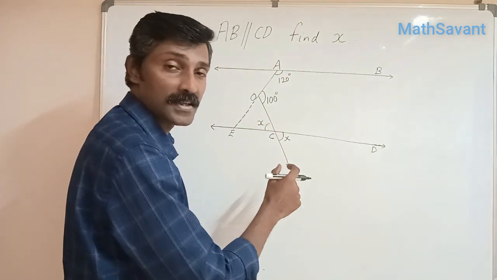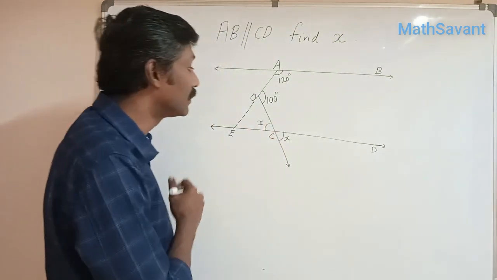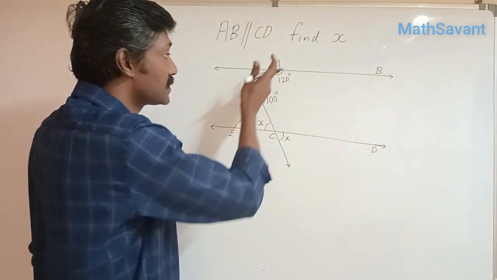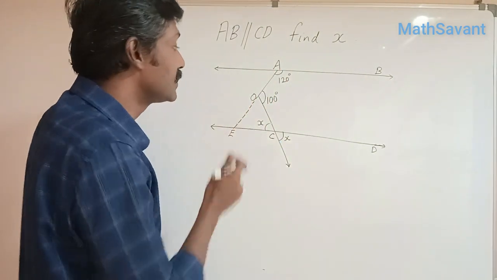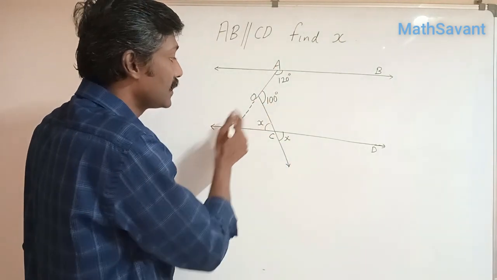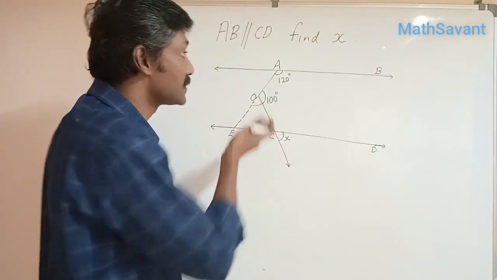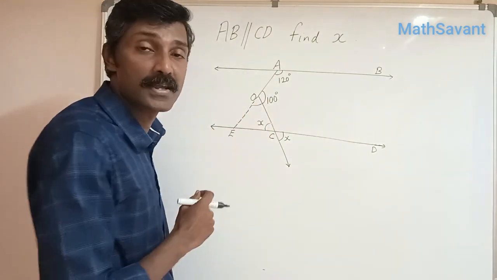They are opposite angles. Clear? Now, I just extended this line. So this is a straight line. So obviously, this angle has to be 180 degree. Why? Because it's a linear pair. It's a straight line. So this angle has to be 180 degree.